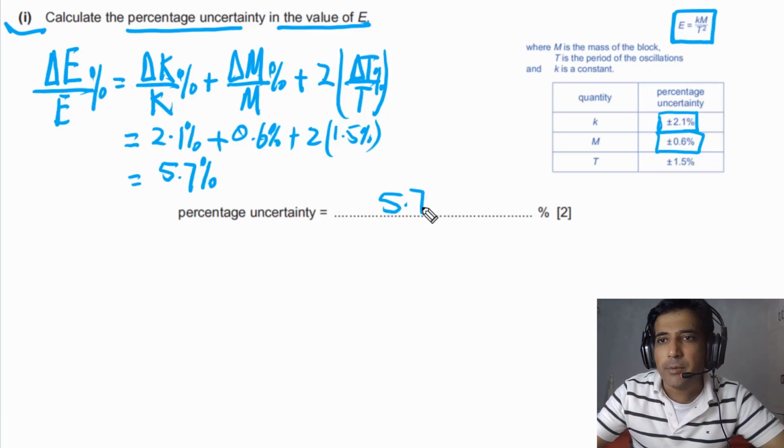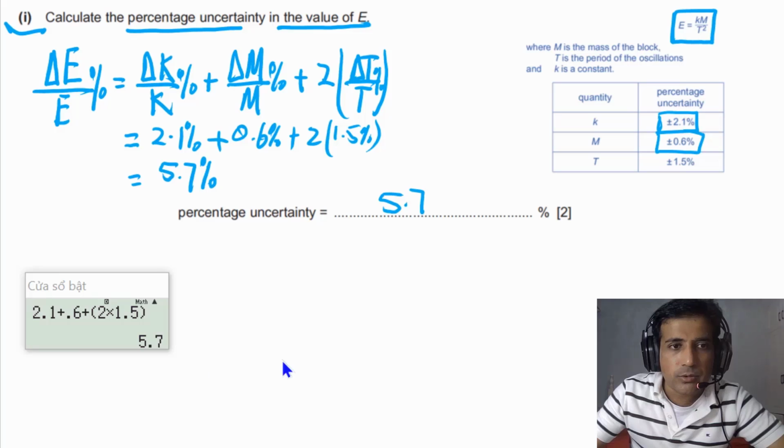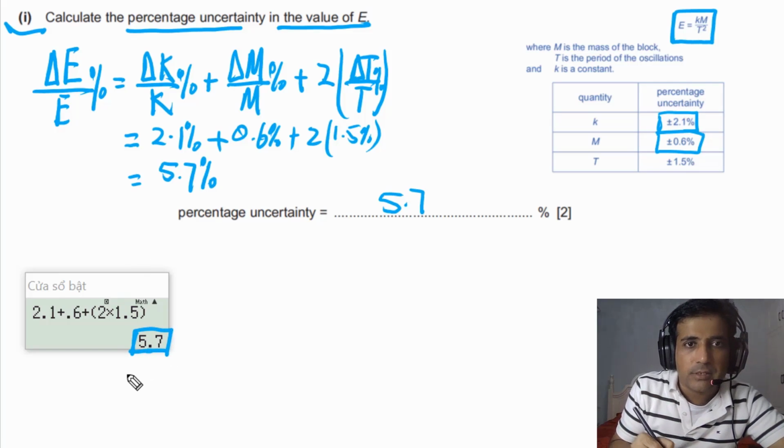Let me double check this one. Is it right or not? Let me use the calculator. You can see I have already calculated here. So this is equal to 5.7. So our final answer is correct. 5.7 is the right answer.